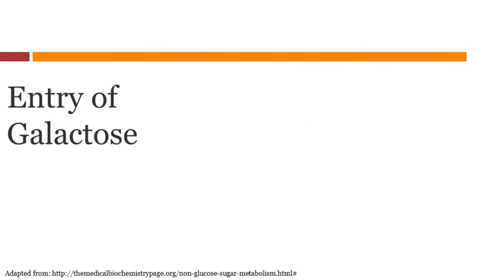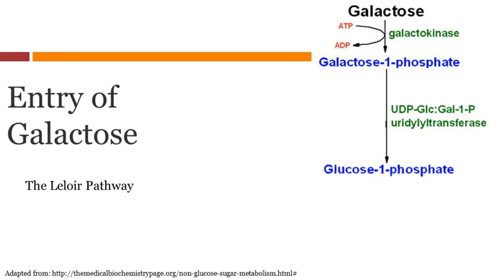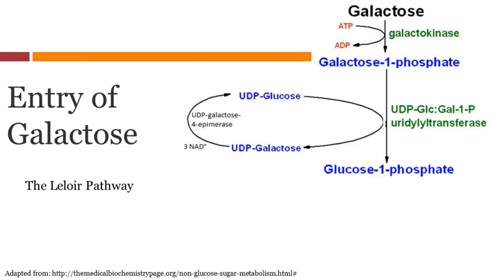Entry of galactose. This pathway is also known as Leloir pathway. Galactose is first converted to galactose 1-phosphate using 1 ATP. It is facilitated by galactokinase. Going from galactose 1-phosphate to glucose 1-phosphate is carried out by this pathway where UDP glucose is converted to UDP galactose.